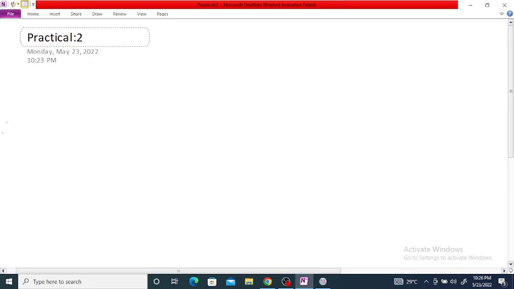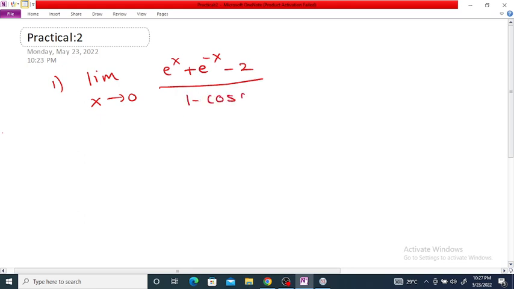Example number 1, evaluate the limit as x tends to 0 of (e raised to x plus e raised to minus x minus 2) divided by (1 minus cos x). Now here if you put x equal to 0, then as we know e raised to 0 is 1, so it is 1 plus 1 minus 2 divided by 1 minus 1, so it is 0 by 0 form.